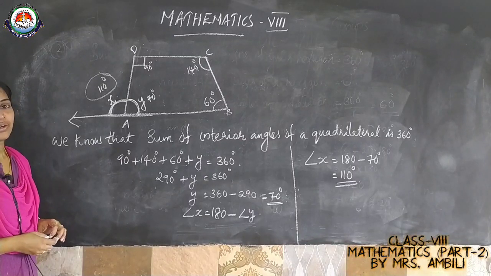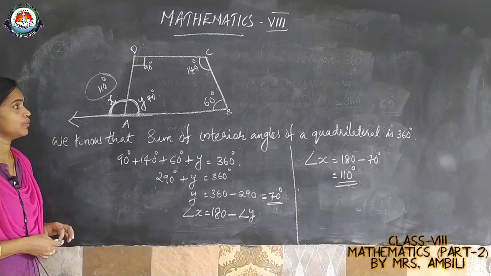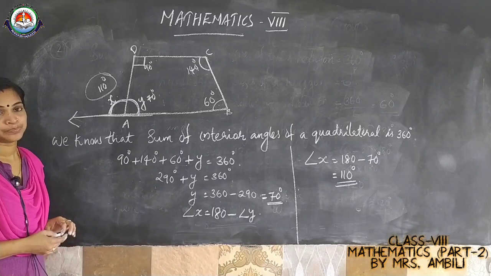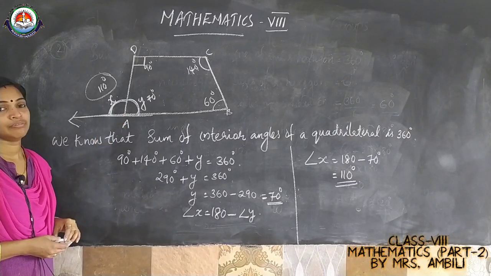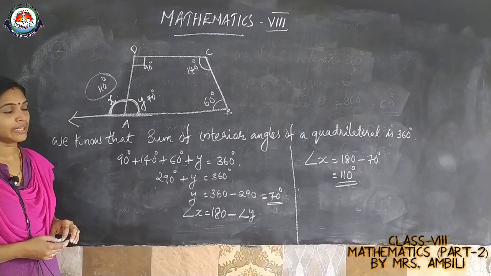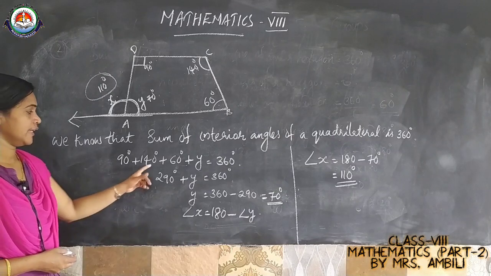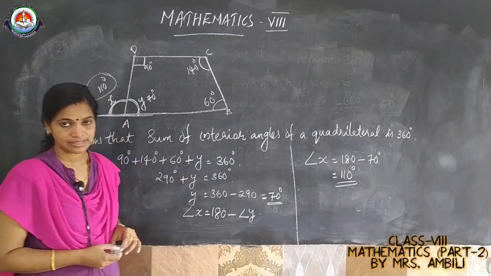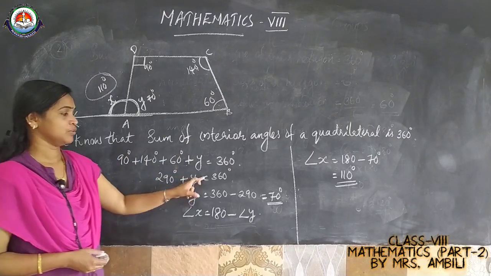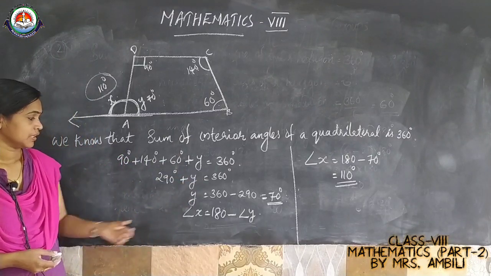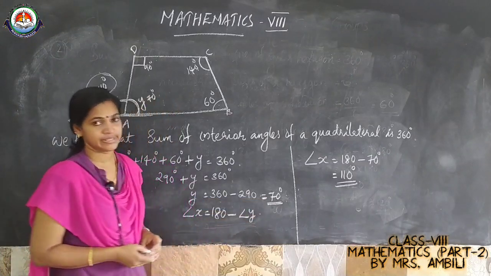Clear? Okay, it is a quadrilateral. So, we know that sum of interior angles of a quadrilateral is 360 degree. Okay, 3 angles we know. So, for the unknown angle, we name it as y degree. So, we can add it. 90 plus 140 degree plus 60 plus y equal to 360 degree. So, 290 plus y equal to 360 degree. Then y equal to 360 minus 290 degree, that is equal to 70 degree.